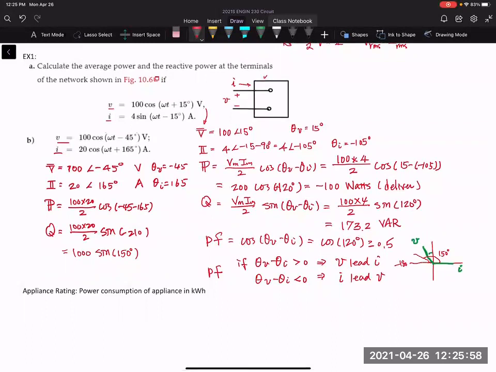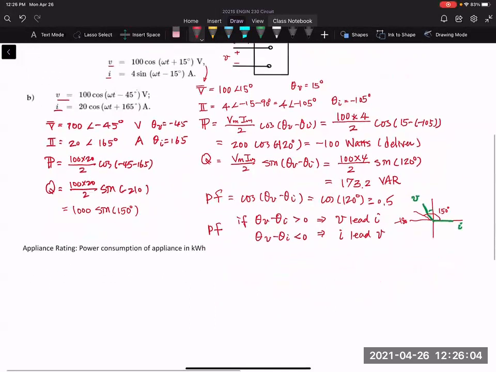Oh, by the way, there's another topic that I didn't put a lot of time on. It's called the appliance rating. So if you go buy any appliance, they always have a yellow sticker to tell you how much energy this device will consume. And the power consumption is in terms of kWh, meaning kW per hour, how much energy will be consumed.